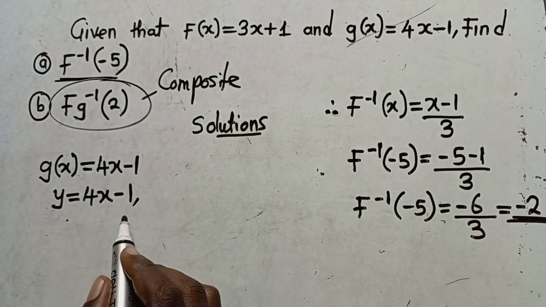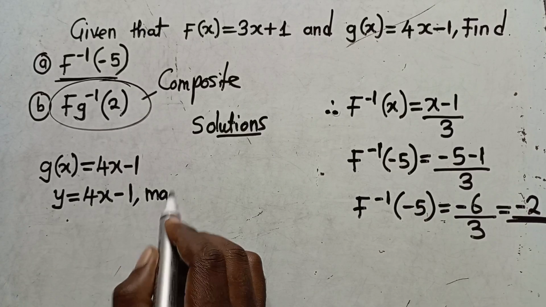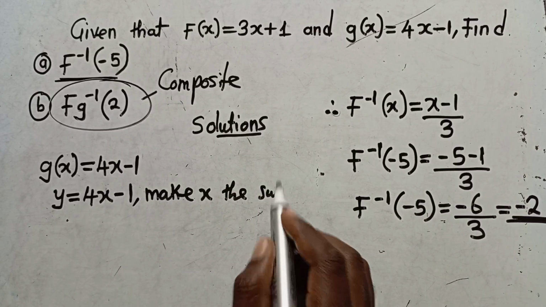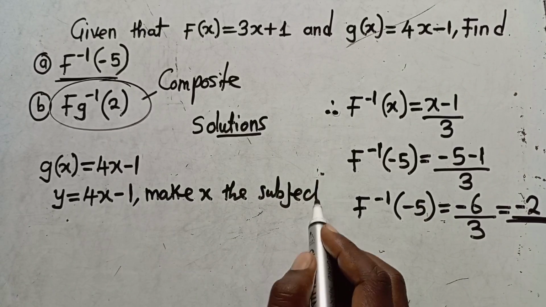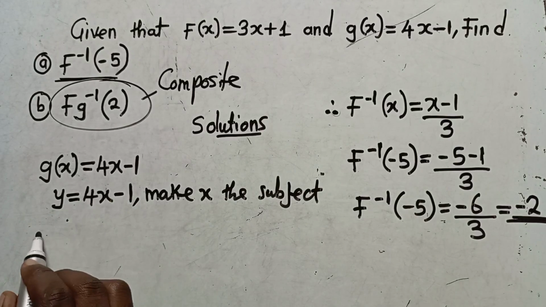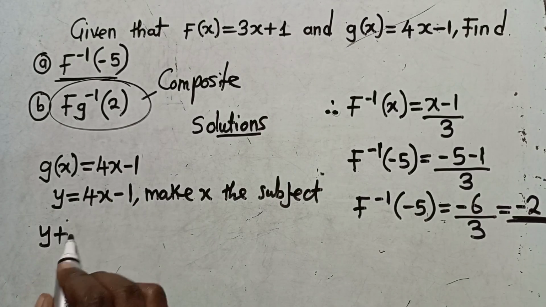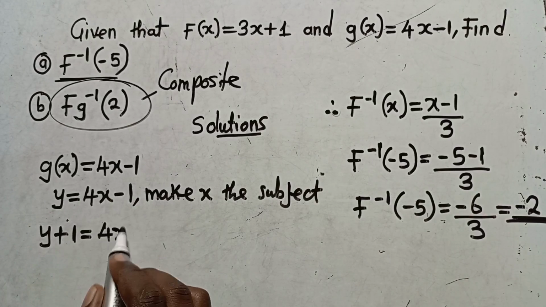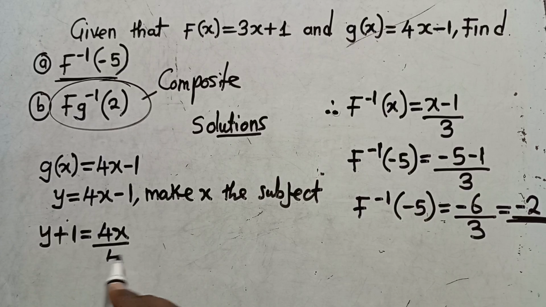It is at this point now where I make x the subject. So I make x the what? The subject of the formula. So I make x the subject of the formula, meaning that this one comes to the other side. Y plus, it is negative, that's the reason why it is positive, is equal to 4x. Divide both sides by 4.